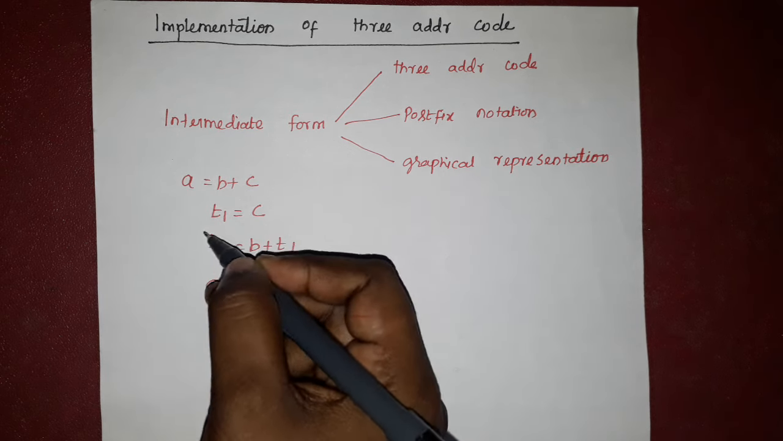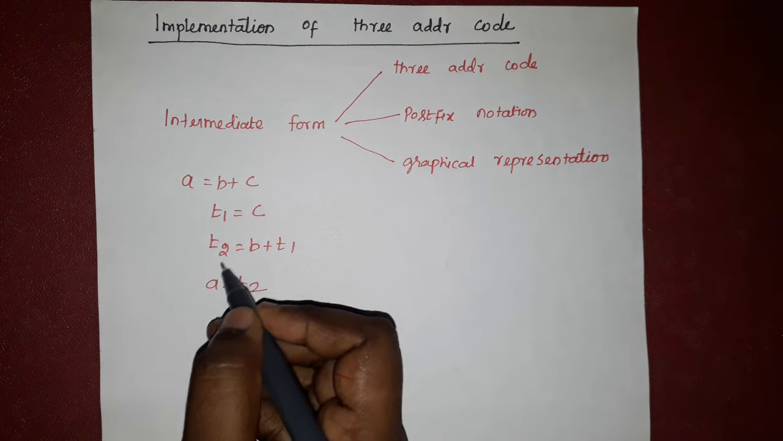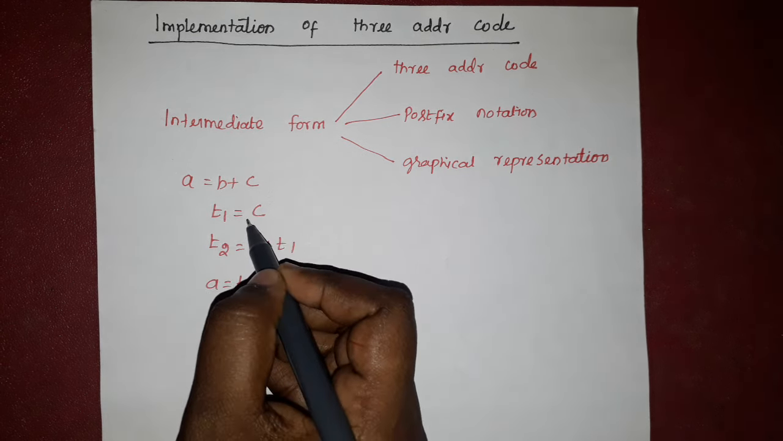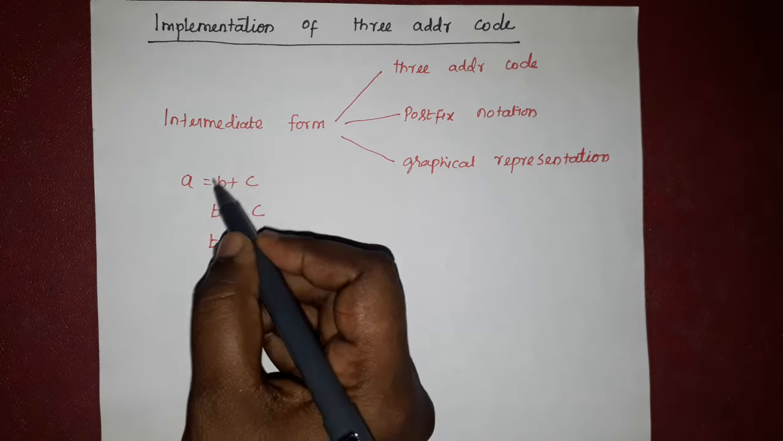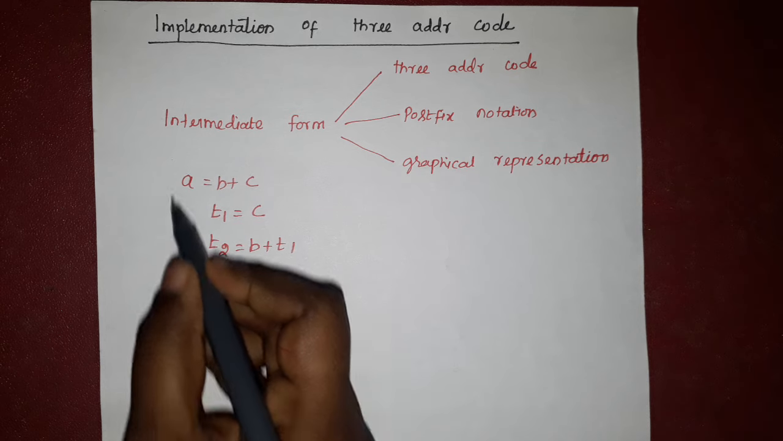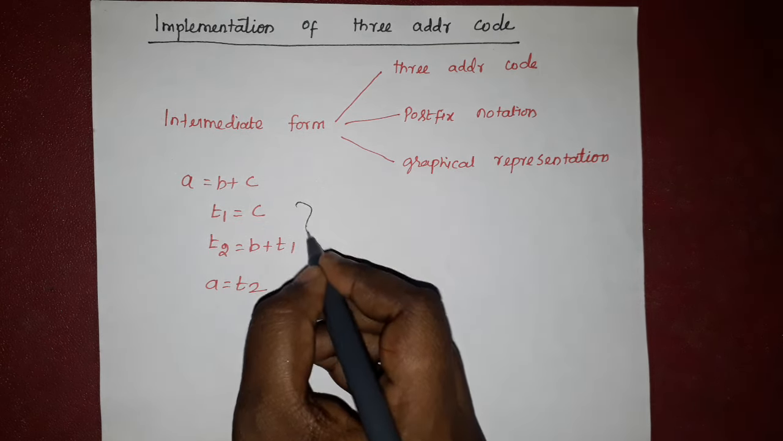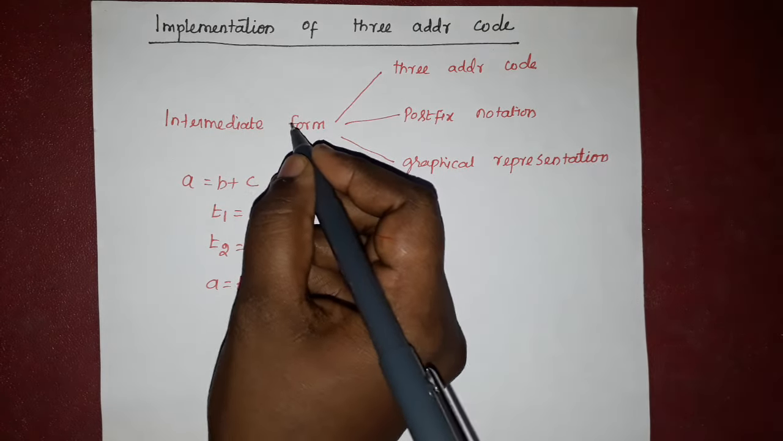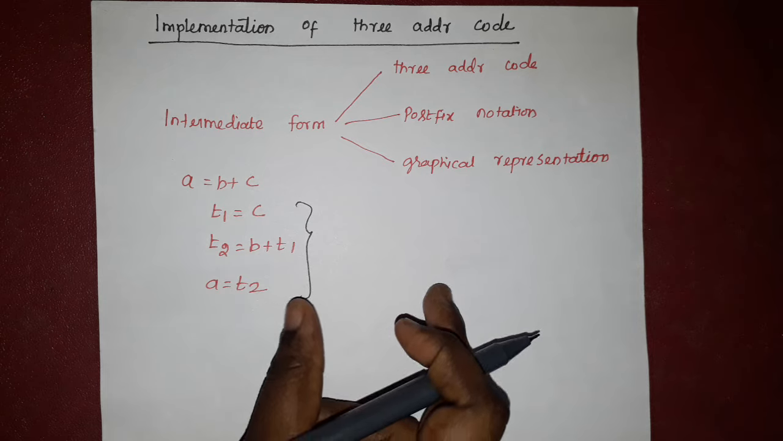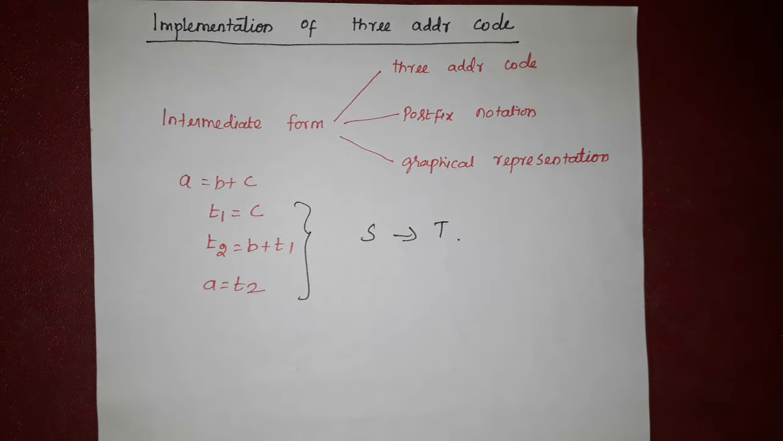So c can be assigned to the first temporary variable t1. Then I am going to write t2. So b plus c is already stored in t1, so b plus t1. The final result will be stored in t2. So it can be assigned to a. So we can write a is equal to t2. This is the three address code. It is one of the forms of intermediate representation. This form is in between the source and target program.